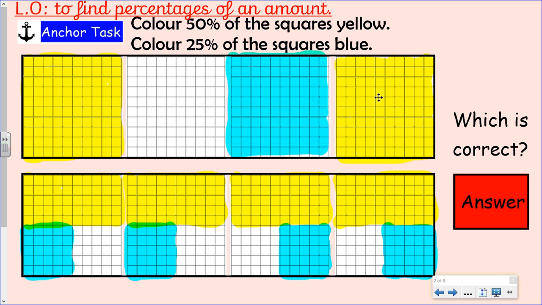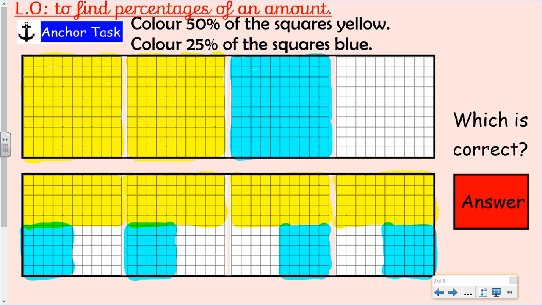So the question is, the next one is this one. So is this one correct? Well, I had to colour half of the squares yellow. I've coloured half of this 100 square, half of this 100 square, half of this 100 square, and half of this 100 square. So I have indeed coloured half of the whole thing.